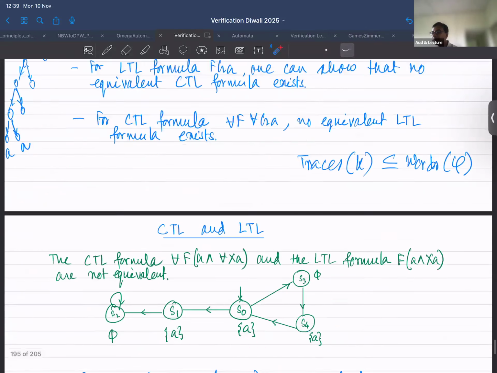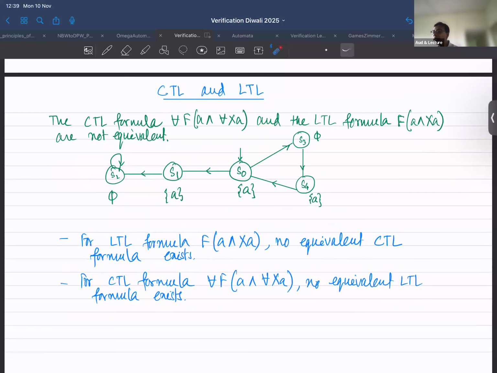Right. So now, if you look at another formula, what about this one: eventually A and next of A?